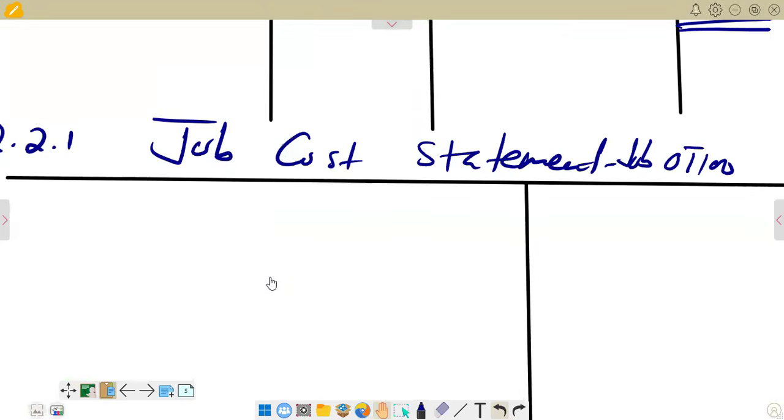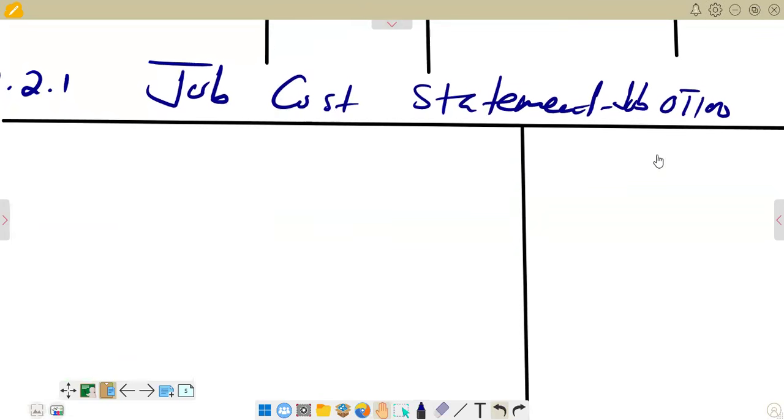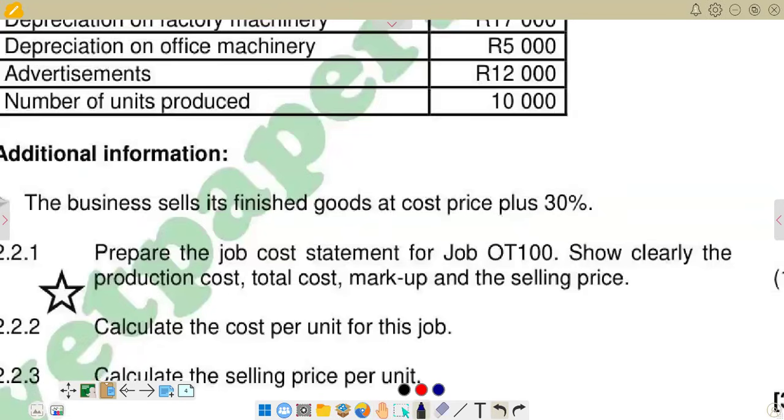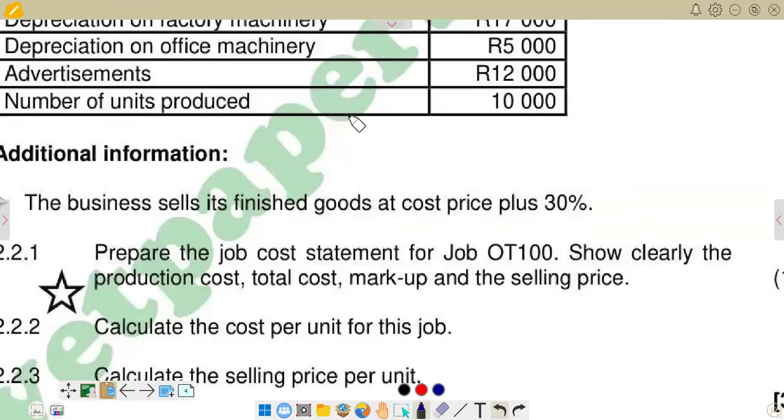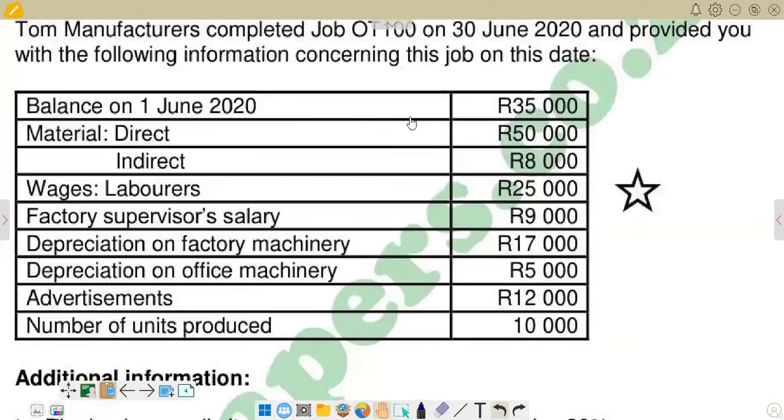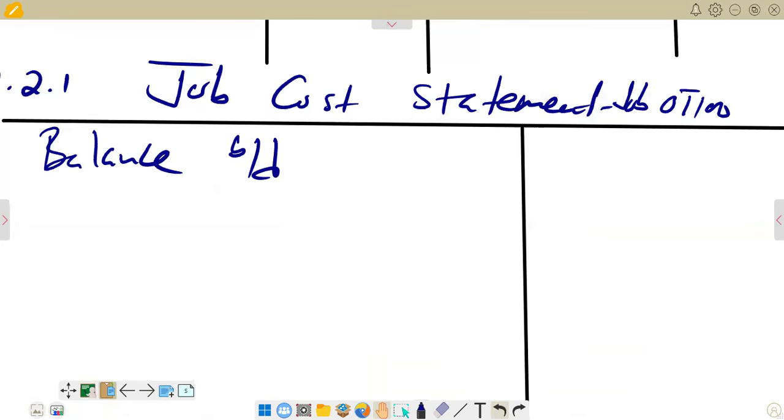If you go to the answer section, you would see that this is the job cost statement of job OT 100. We are going to start with the balance brought down, which is the balance from the previous period. So we go to the question to check that balance. We've got the balance on 1 June 2020, which is 35,000 rands. So this is the balance that we are looking for. We can go back and put that 35,000 rands.